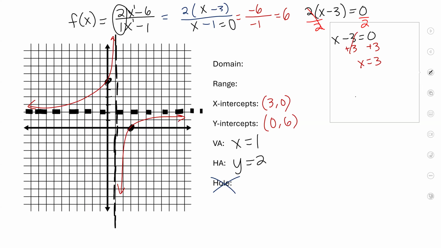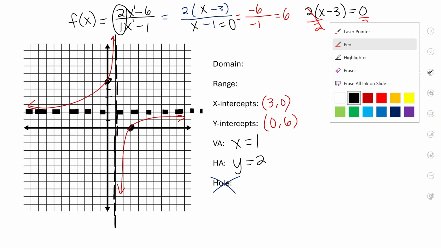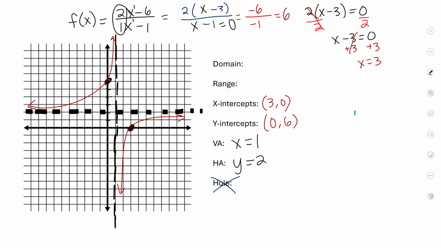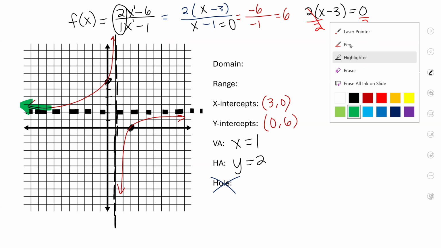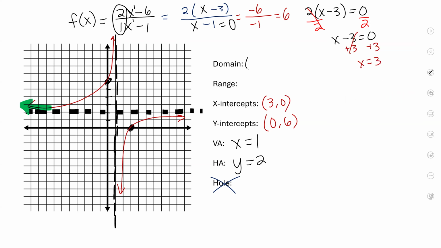All right, let's talk about the domain and the range. Domain, I'm going to start on the left. Let me get my highlighter. For the domain, you start on the left. What am I going towards on the left? Negative infinity. So that's negative infinity. Now continue following the line.